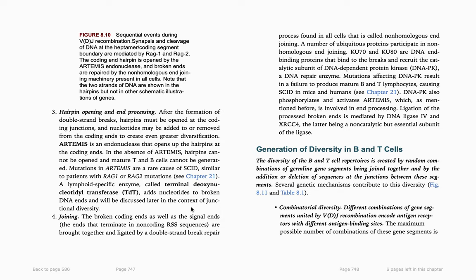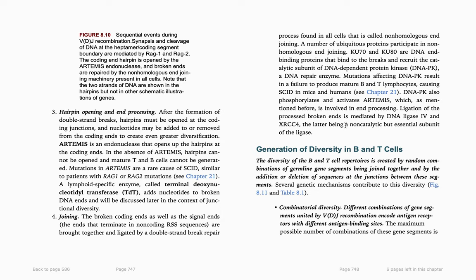Joining. The broken coding ends, as well as signal ends, the ends that terminate in the non-coding sequence, are brought together and ligated by a double-stranded break repair process found in all cells called non-homologous end joining. A number of ubiquitous proteins participate in non-homologous end joining: Ku70, Ku80, a DNA end-binding protein that binds to the breaks and recruits the catalytic subunit of DNA-dependent protein kinase, DNA-PK, a DNA repair enzyme. Mutations affecting DNA-PK result in a failure to produce mature B and T lymphocytes, causing SCID in mice and humans. DNA-PK also phosphorylates and activates Artemis, which, as mentioned before, is involved in end processing.